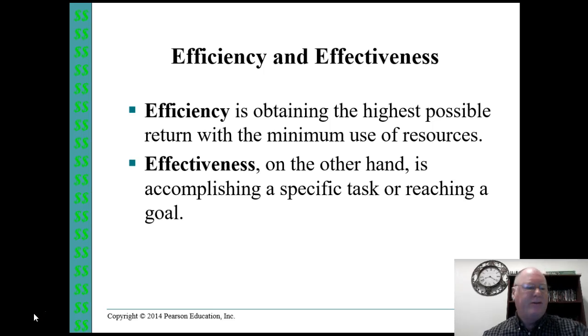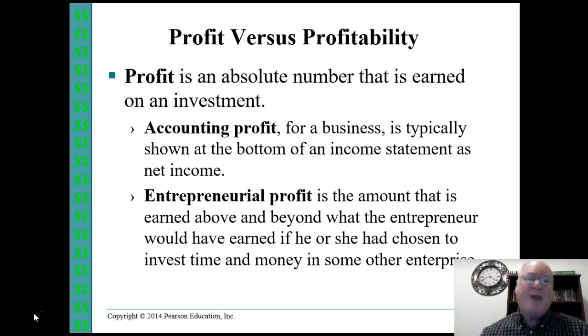Now, sometimes closely related to this is the concept of profit and profitability, and we sometimes have a tendency to think efficiency and effectiveness are synonymous with profit and profitability, but it really isn't. Profit is an absolute number. It is just a number that is earned on an investment.